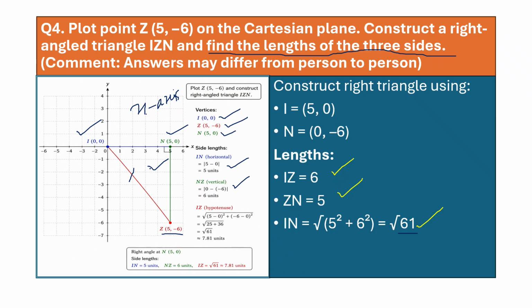You just have to pause the video, plot the points, plot the graph, draw the triangle, and I'm very sure all the steps which are there in this question will make sense, because this type of question are extremely important. So we got the sides 5, 6 and root 61.